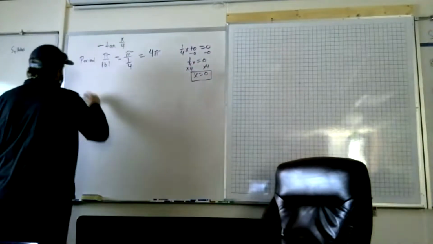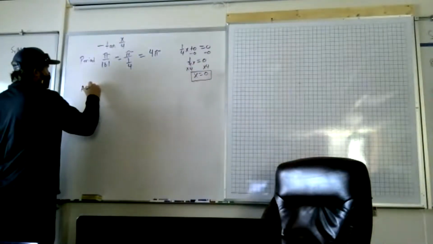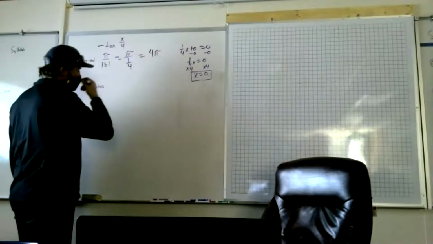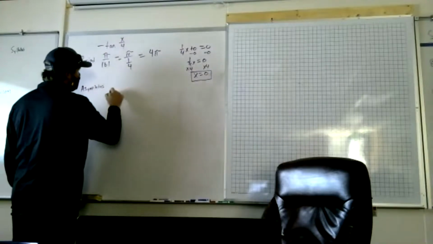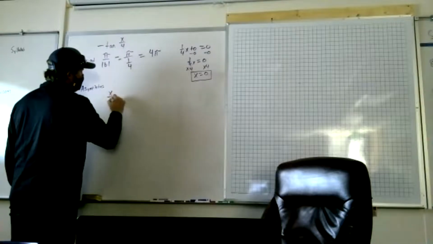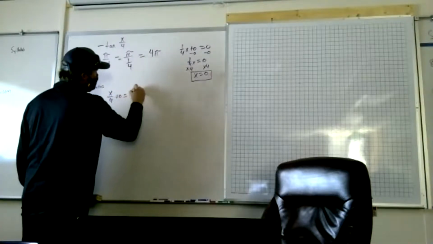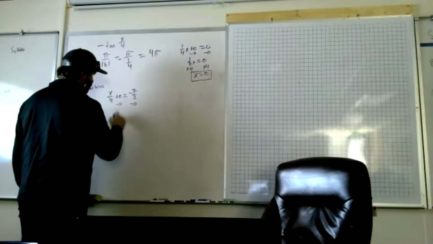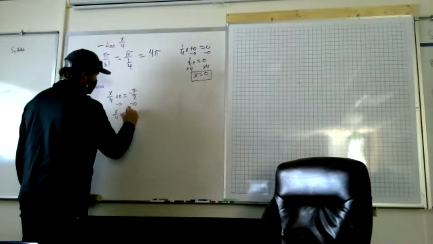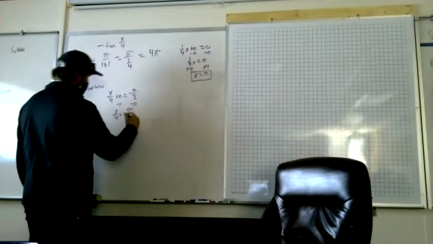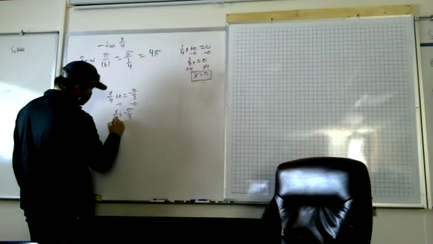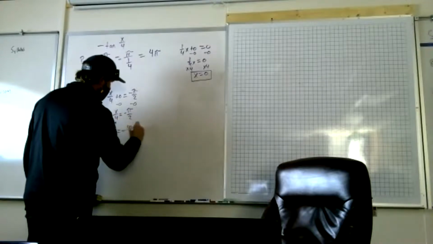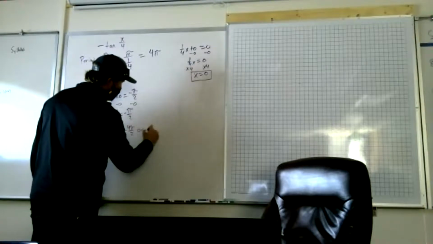Asymptotes. We find the first negative and the first positive by taking bx plus c, set it equal to a negative pi halves. So that's x over 4 plus 0 equal to a negative pi halves. Then we solve, subtract 0 on both sides, get x over 4 is equal to a negative pi halves. Multiply by 4. That's going to give me x is equal to a negative 4 pi over 2, or negative 2 pi.